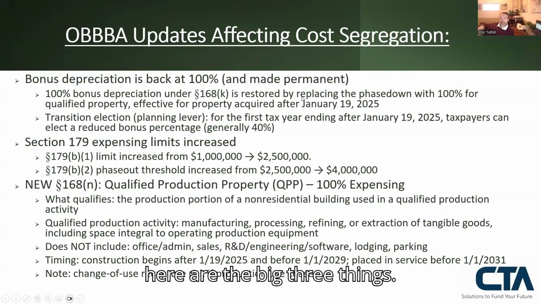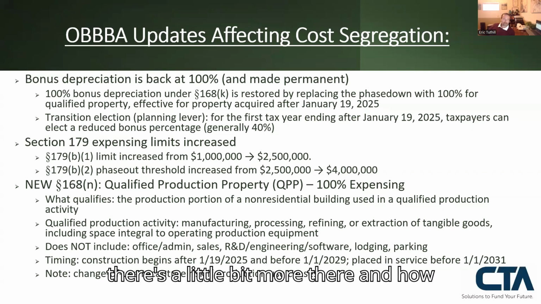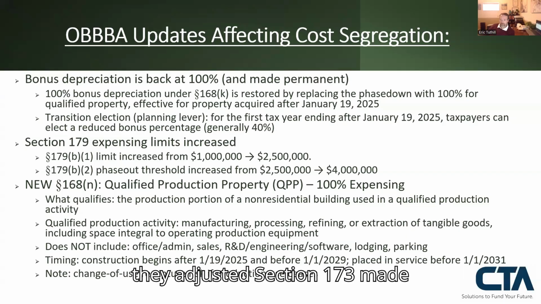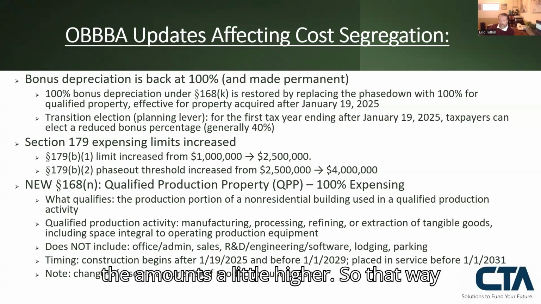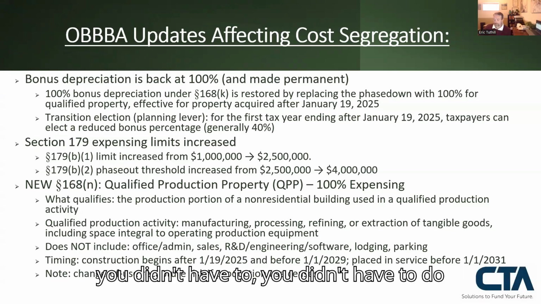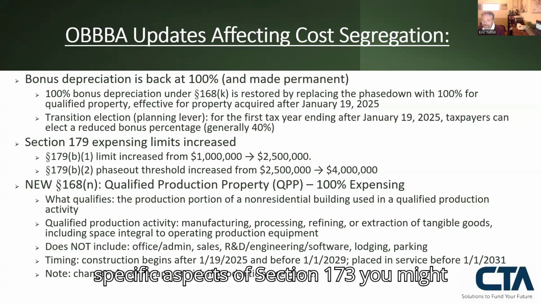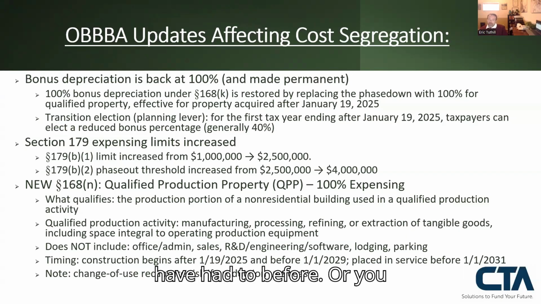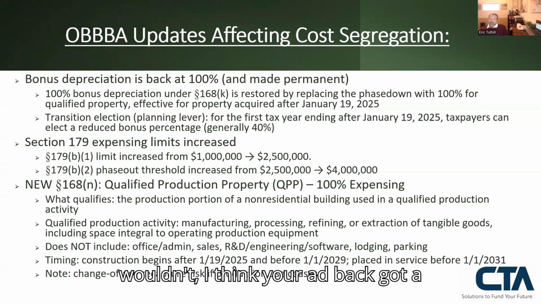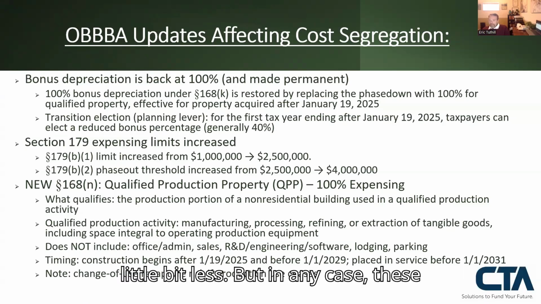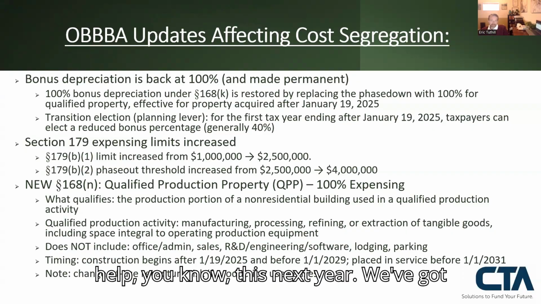So here are the big three things. There's a little bit more there in how they adjusted Section 179, made the amounts a little higher, so that you didn't have to comply with specific aspects of Section 179 you might have had to before, or even I think your add back got a little bit less. But in any case, these are the three big things that kind of help this next year.